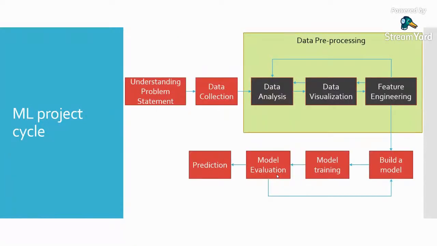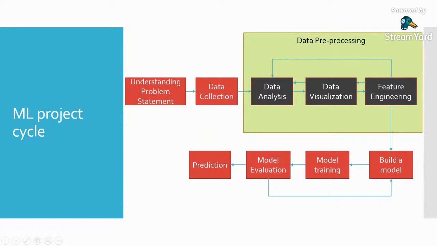Now let's look at the life cycle of an ML project. We start off by understanding the problem statement and identify what actions need to be performed in order to solve that particular problem. Then we collect the required data for the project. Then we pre-process the data. This is one of the most important steps in any machine learning project. And today we'll be focusing on this part of the project in our workshop.